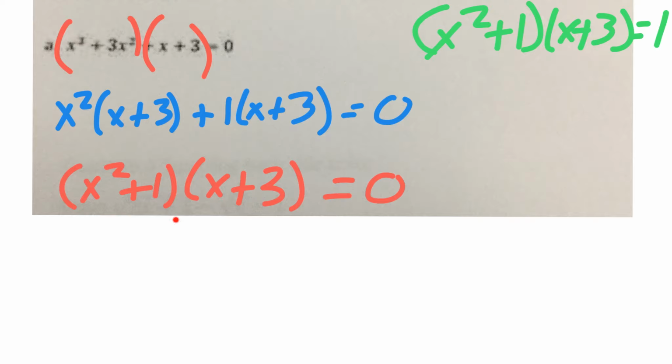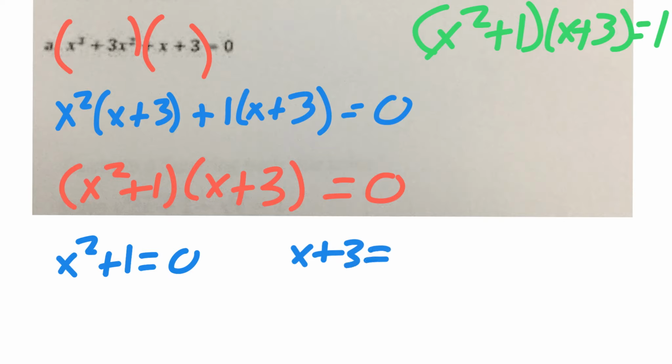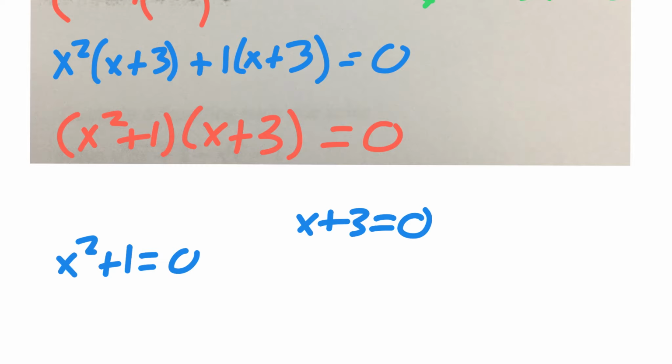But if I multiply these two things together and get 0, one of them has to be 0. There's no other way you can get a 0 unless something you're multiplying by is 0. Nice fact. So that means I know one of these two parentheses must be 0. Either the first one must be 0 or the second one must be 0. And now I can solve for x.